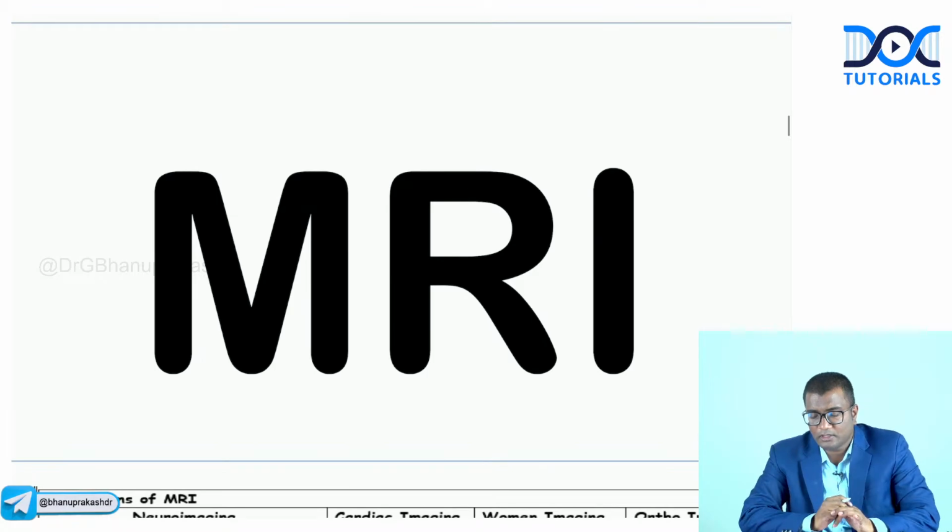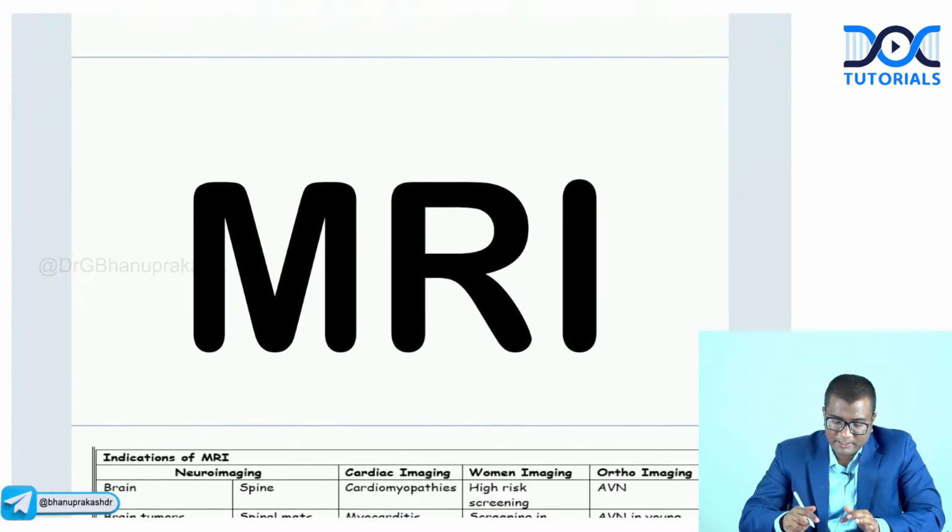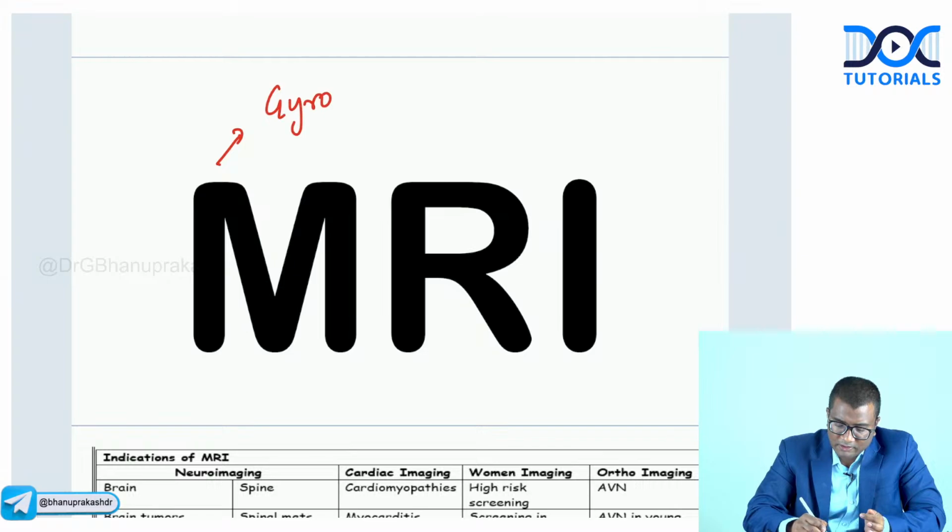Next, we go to MRI. MRI, remember, is based on the gyromagnetic property of H plus ions, right? Gyromagnetic property of H plus.